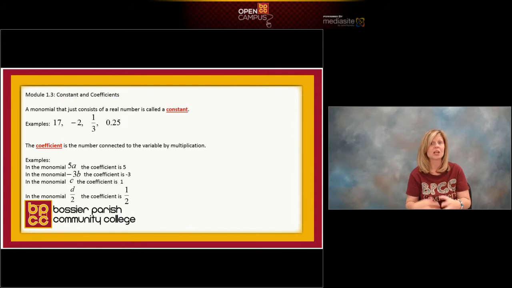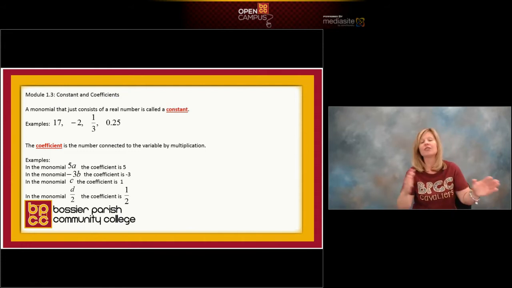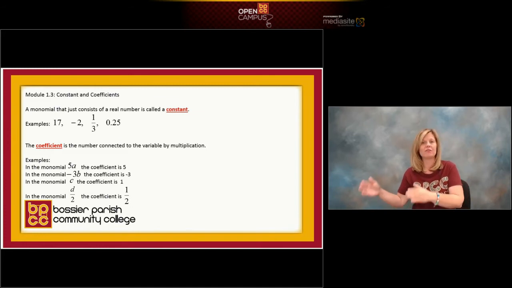So coefficients can also be any type of real number. They could be whole numbers, they could be positive, they could be negative, they could be integers, they could be fractions, decimals. So pay close attention to your vocabulary. Constant means just a number. Coefficient means the number working with the variable.